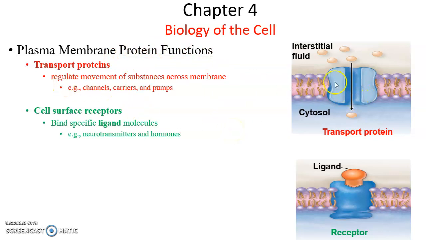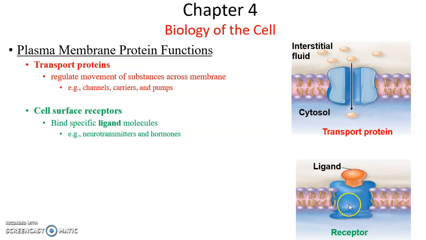So for instance, we have the transport proteins. Transport proteins are integral proteins, go all the way through the plasma membrane, sometimes called transmembrane proteins. They can help move substances across the plasma membrane. They can act as channels, carriers, pumps, basically regulating, controlling the movement of things across the plasma membrane that cannot normally move across the plasma membrane.